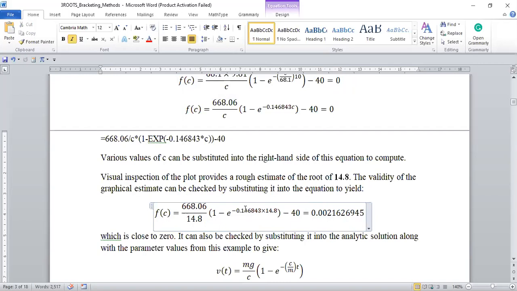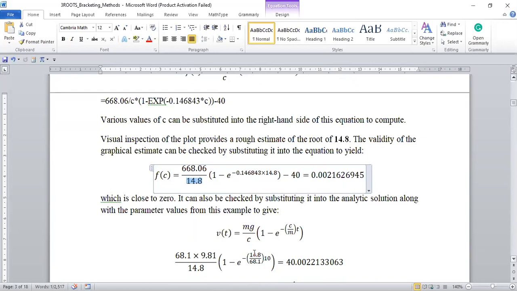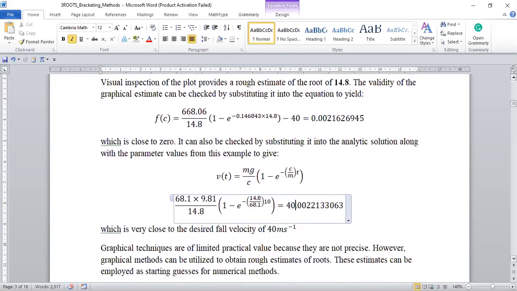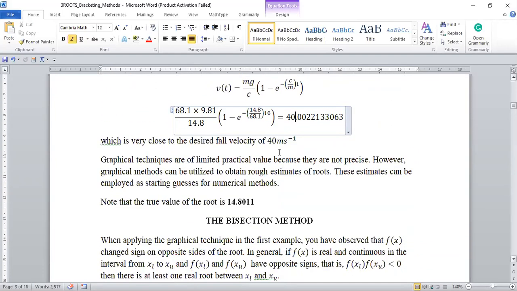And another way to verify if what you got is correct is to use the original equation, this is the model of the falling ball. So the answer you got, that's 14.8, you substitute it here and you substitute it here. So if you do that, you are going to arrive at this. And from the question, V is 40. So this is close to 40. So we know that at least we're a bit close to the solution. So this is the graphical method of finding the solution.